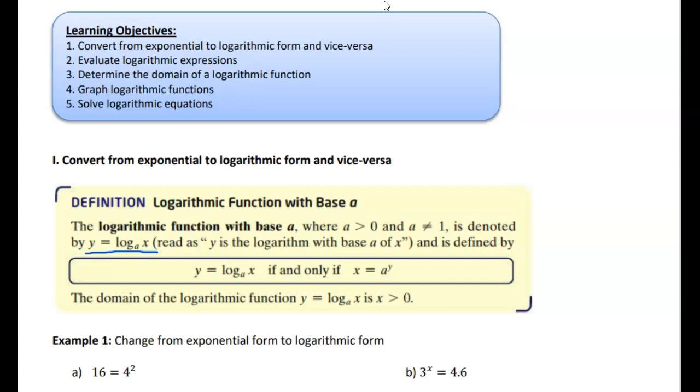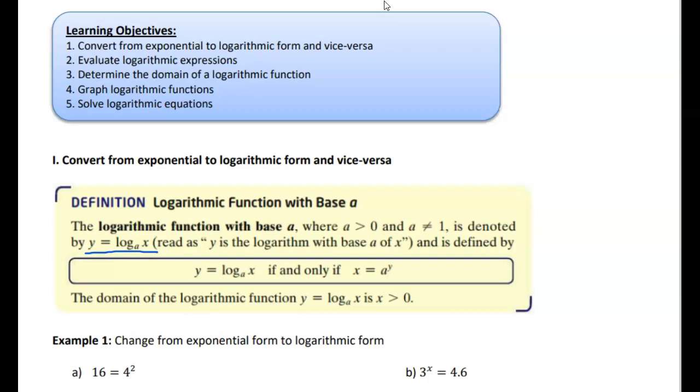Basically this is a rewrite of an exponential function. y equals log base a of x if and only if x equals a to the y. So you can see how things correspond with each other. This is called the logarithmic form, and this is called the exponential form of the same equation. The base of the exponential is the same as the base of the log, but the x's and y's are switched around, and logs and exponentials are inverses of each other.